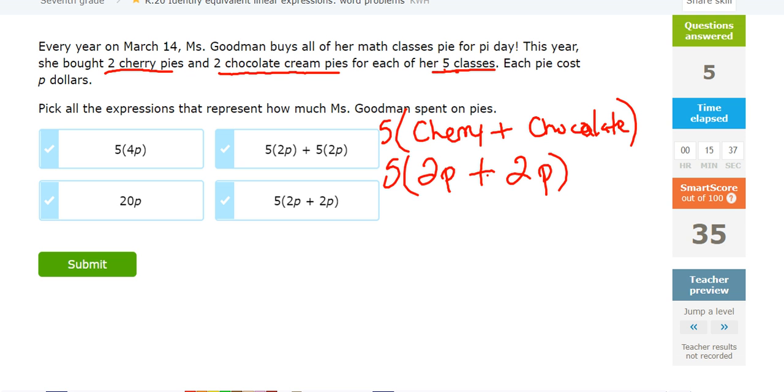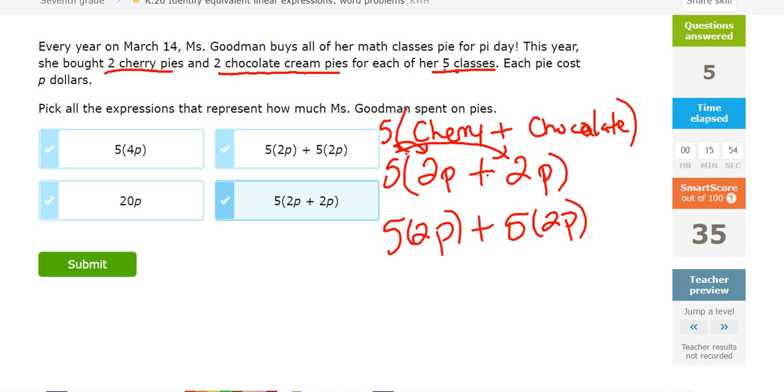You also know that if you distribute it, so here's one of the answers. If you distribute it, you could have said 5 times 2P and 5 times 2P. So 5 times 2P plus 5 times 2P. And so there's another answer here. So we have those 2.